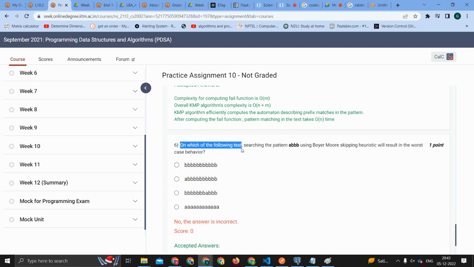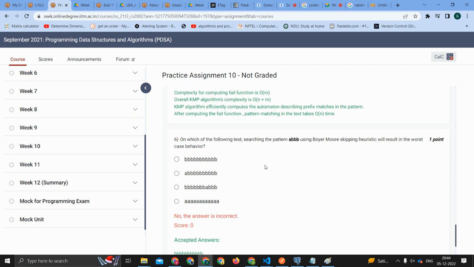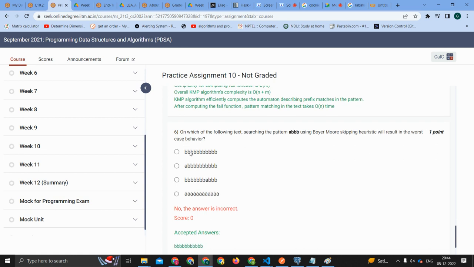So which of the following searching patterns is the worst case for the Boyer-Moore algorithm? Can someone tell what would be the worst case for this? The second one, A, B, B, B, B, B. No, no. Sir used to say this point. This is the worst case.